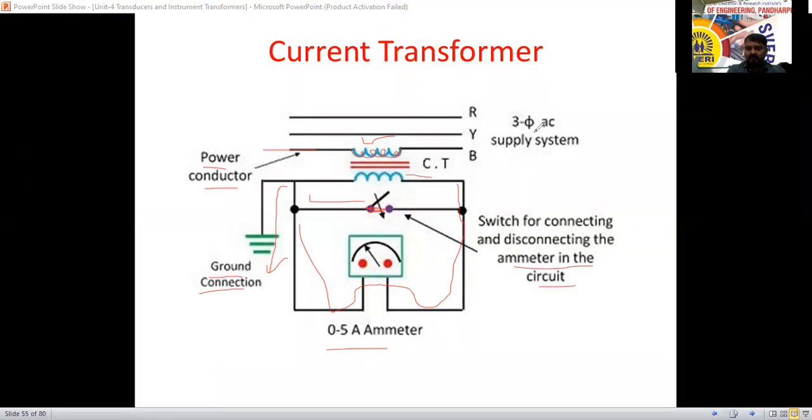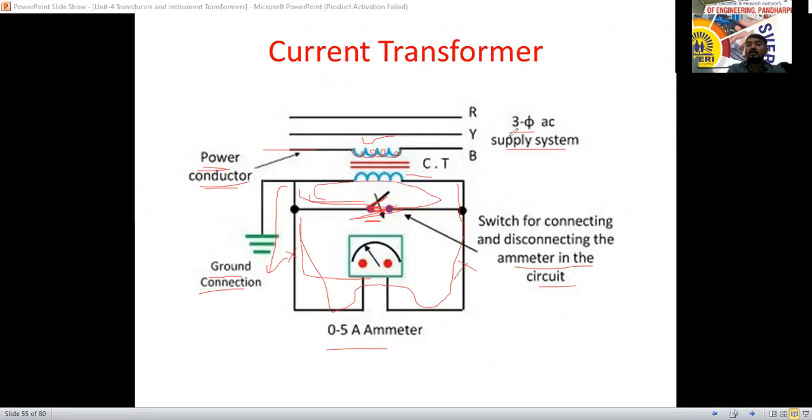The three-phase supply we have used here. In one phase, the primary of the current transformer is connected in series with the power conductor itself, and the secondary is connected to the meter, and in between we have provided one switch for connecting and disconnecting the meter. If we want to connect the meter, then we have to open this switch. If the switch is open, then current will flow here. To disconnect the meter, we have to close the switch. If the switch is closed, all the current will flow in this circuit.